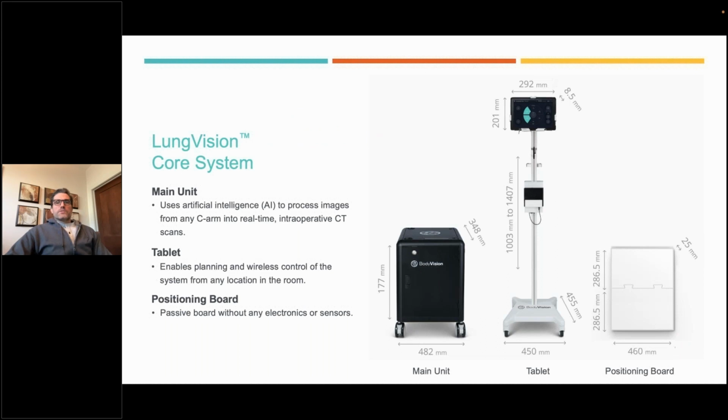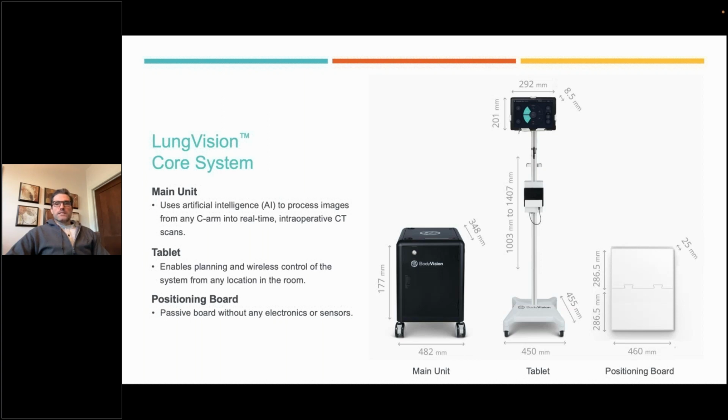The system itself is also very space conscious. If you have a bronchoscopy room like mine, space is of very much importance. The Body Vision main unit is portable. It can be put anywhere in the room. It's wireless. There are literally no wires attached to any of your other equipment. There is the main unit, and then there's the tablet, which can be put on a stand. You can also take it off of the stand.